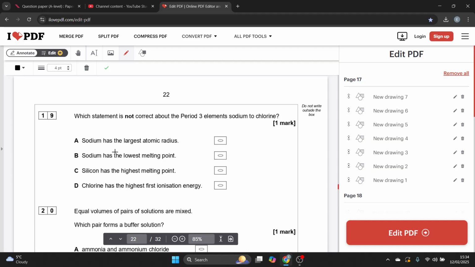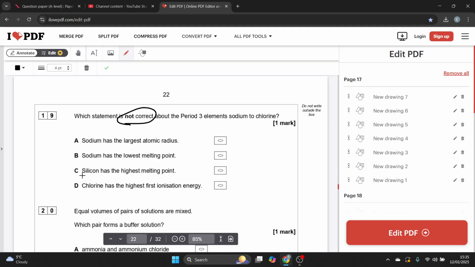Sodium has the largest atomic radius. It does. Sodium has the lowest melting point. That's false. That's clearly false. Even if you didn't understand, silicon has the highest melting point. No, sorry. Which statement is not correct?